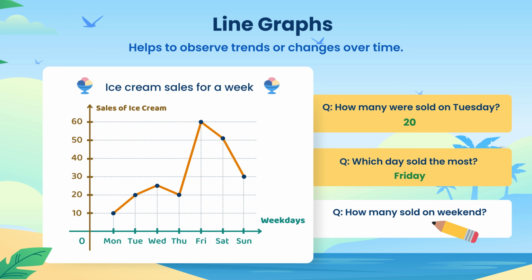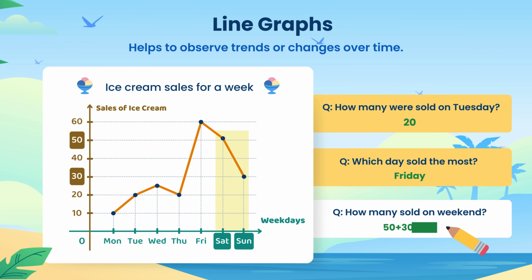Final question, how many were sold on weekends? To find this, add up the ice creams sold on Saturday and Sunday, which are 50 and 30 respectively, totaling 80 ice creams.